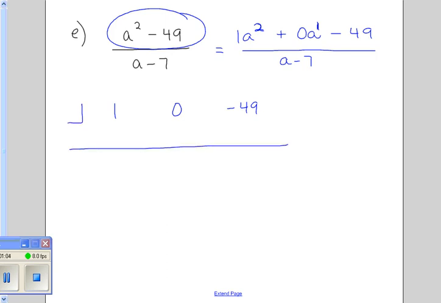All right, then we're dividing by a minus 7, so I change the sign. That would be a positive 7. The first number is brought down, so the 1 comes down and we start multiplying. 1 times 7 is 7. 0 plus 7 is 7. 7 times 7 is 49. Positive 49 and negative 49 gives me 0 remainder. Okay, go back and plug your variables in. So if I have a squared, this means my answer would be 1a plus 7 with no remainder. So just a plus 7.